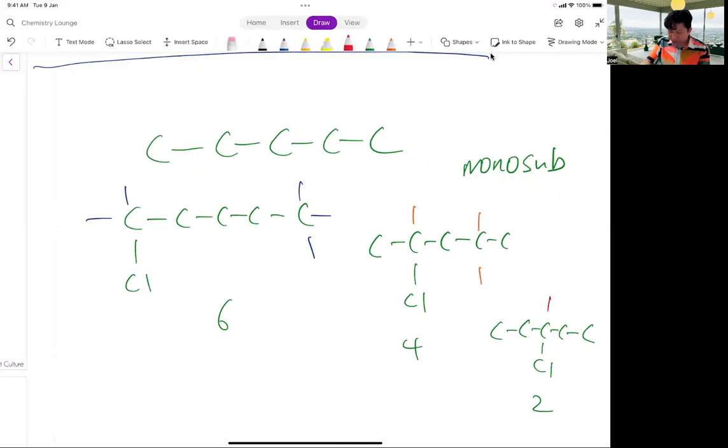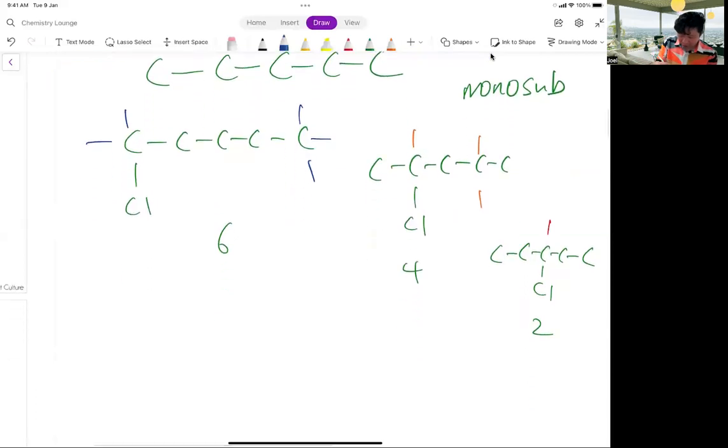Now what if I change this reactant to be this? How many different products will be formed, and what is the proportion? So this is a level 2 kind of question. First of all, you answer me how many different products will be formed first.